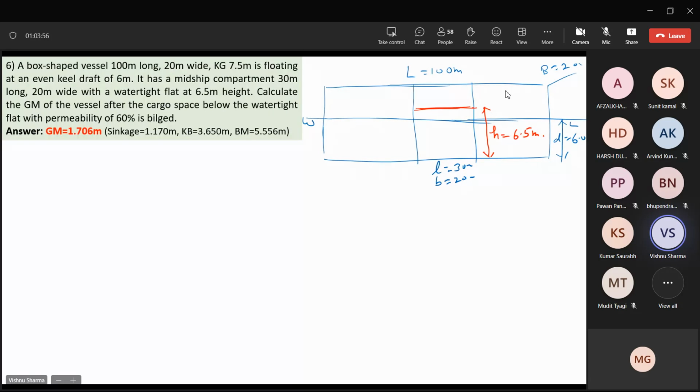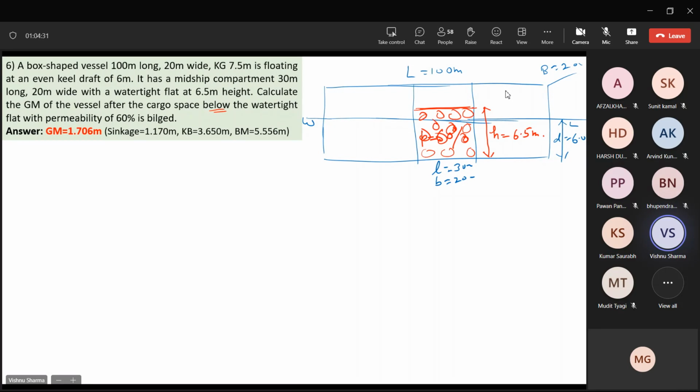Calculate the GM of the vessel after the cargo space below the watertight flat is bilged and the permeability of the space is 60%. So that means there is something here which reduces the free space and the permeability is 60%. Guys, is the question clear? The question is clear. The diagram is as per the question.